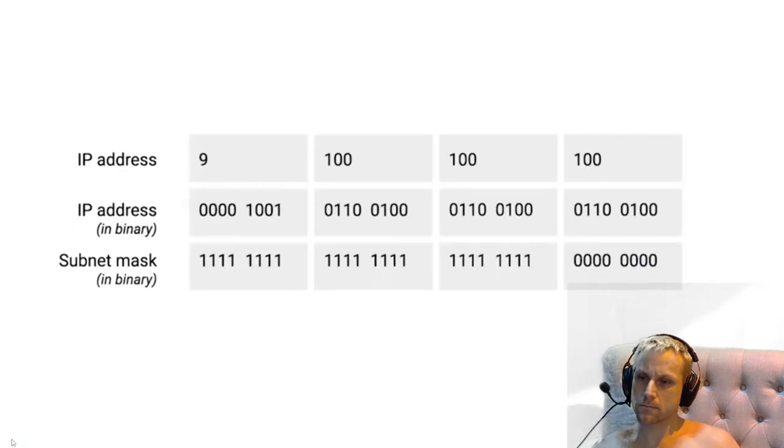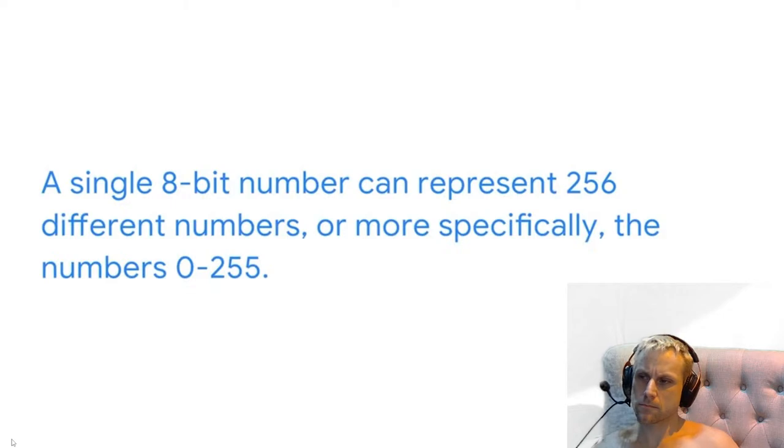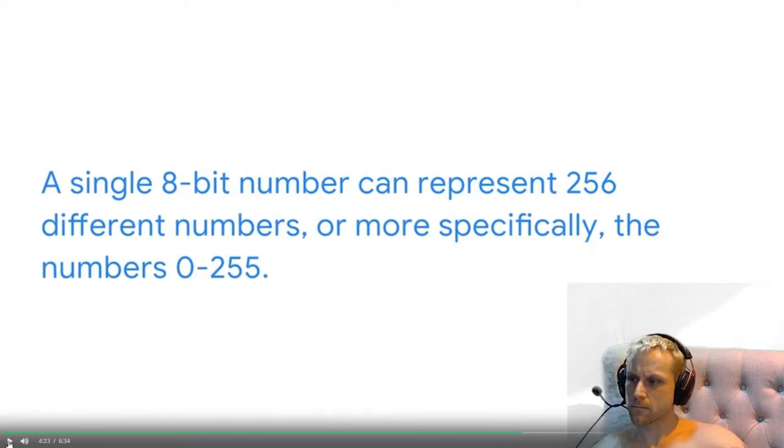The size of a subnet is entirely defined by its subnet mask. So, for example, with a subnet mask of 255.255.255.0, we know that only the last octet is available for host IDs, regardless of what size the network and subnet IDs are. A single 8-bit number can represent 200.